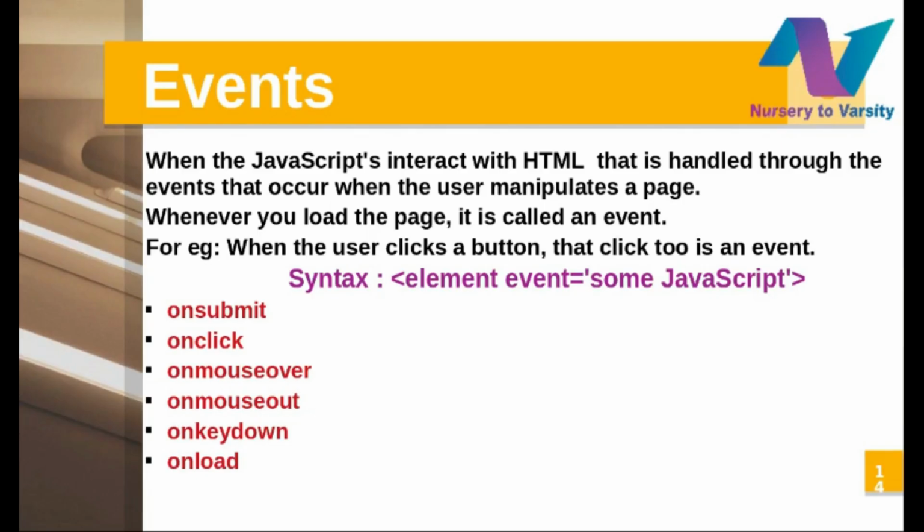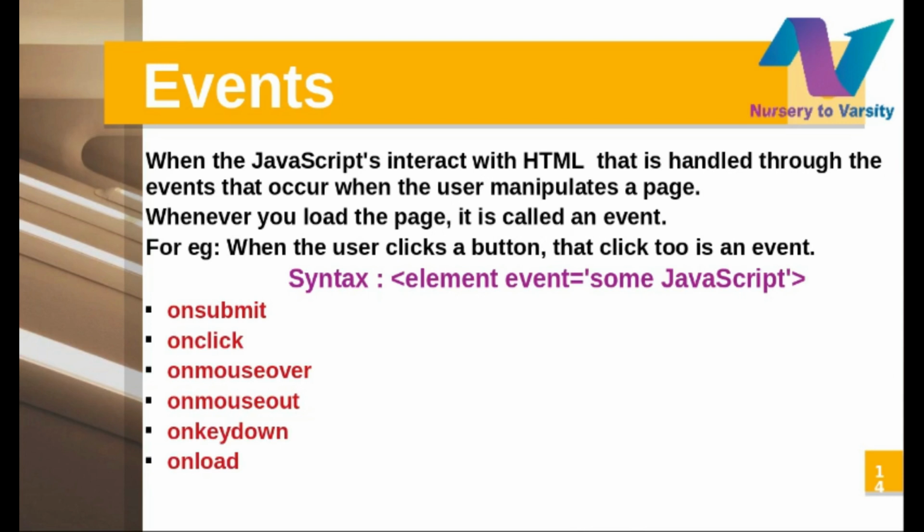What are JavaScript events? Whenever JavaScript interacts with HTML code, it is handled through events that occur when the user manipulates a particular page. For example, whenever you load the page, it's called an event. Whenever you close the window, it's called an event. Whenever you resize the window, these are called events. So events are part of the DOM. When the user clicks a button, that click is also an event.